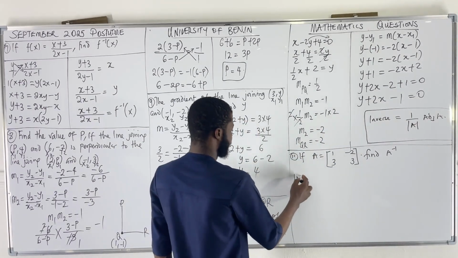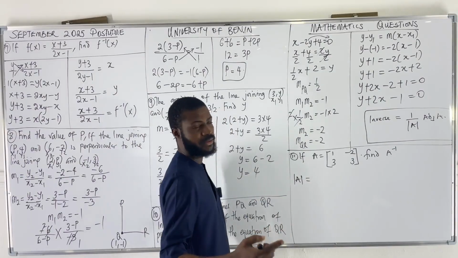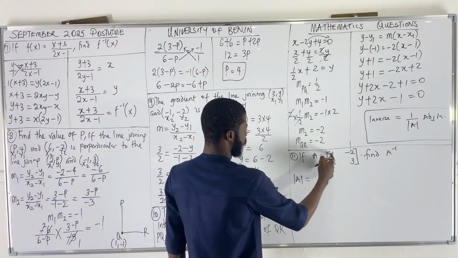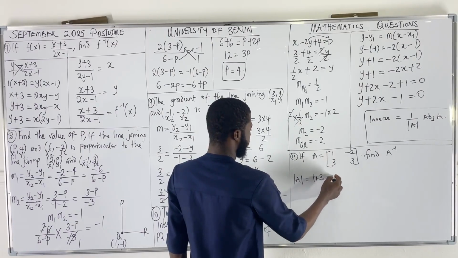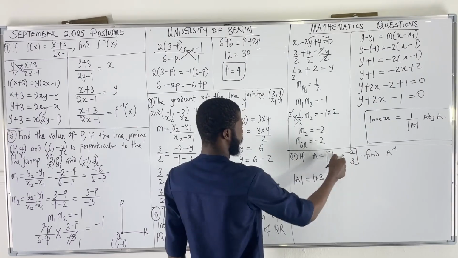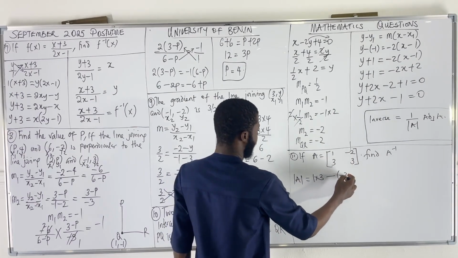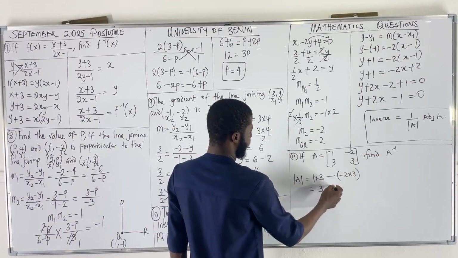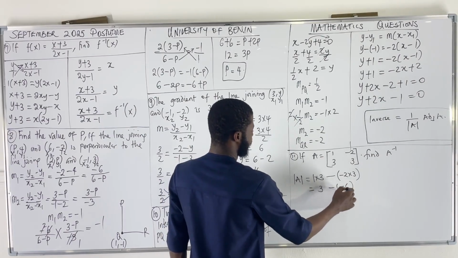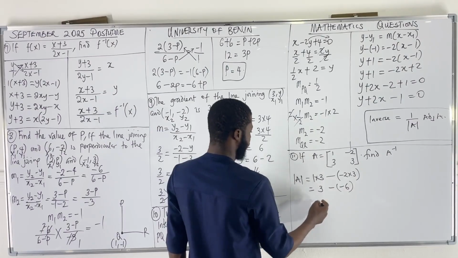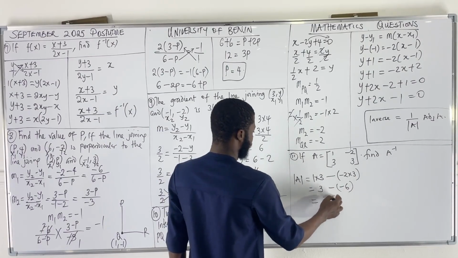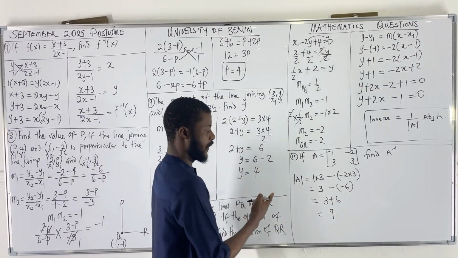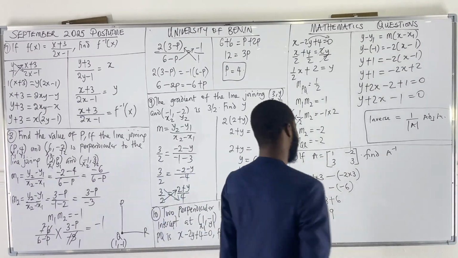To find the determinant, we're going to do a cross multiplication. So we're going to say 1 times 3 minus minus 2 times 3. So this will be 3 minus minus 6, because minus 2 times 3 is minus 6. So this will be 3 plus 6, so that's 9. So this is what my determinant of A would be. So that's what it is.